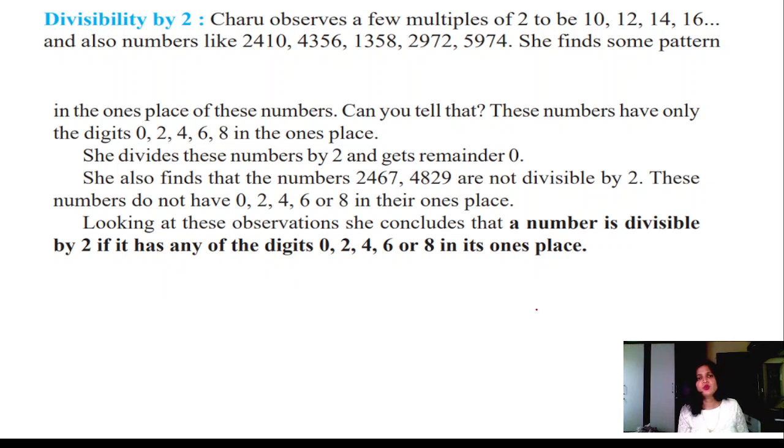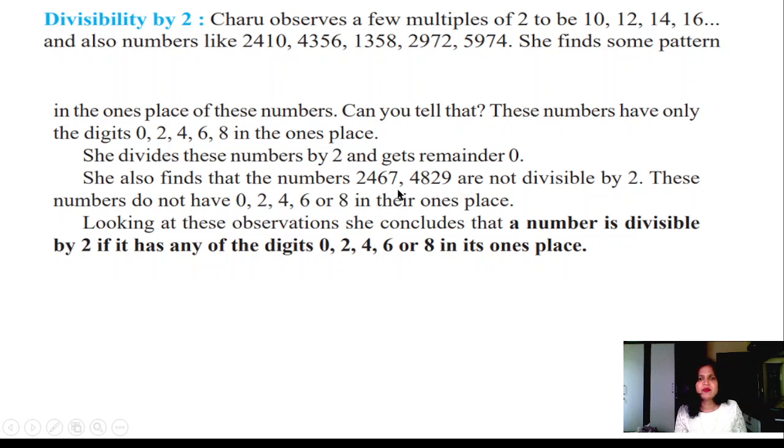Divisibility by 2. Charu observes a few multiples of 2 to be 10, 12, 14, 16, and also numbers like 2,410, 43,056, 1,352, 2,972, 5,000, 5,974. She finds a pattern in the ones place of these numbers. Can you tell that these numbers have only the digits 0, 2, 4, 6, 8 in the ones place? All the even numbers below 10. She divides these numbers by 2 and gets the remainder 0.